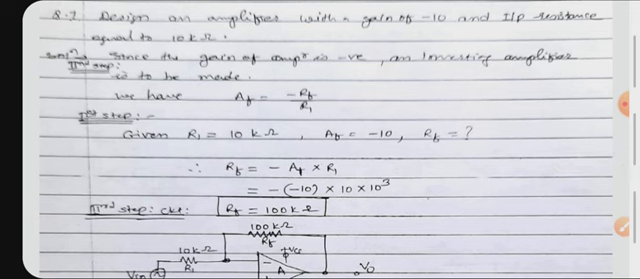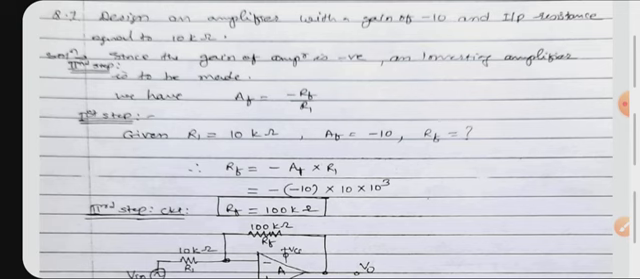Let us solve some problems based on it. Number 1, design an amplifier with a gain of minus 10 and input resistance equal to 10 kilo ohm. Before solving any problem, the first step is to list out what is given. So what is given in this problem? The gain value, and it is a negative value, AF is equal to minus 10. And the value of input resistor, R1, is given as 10 kilo ohm. So you just have to calculate the value of RF.